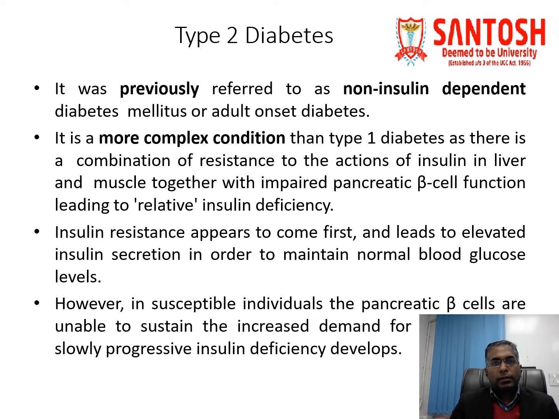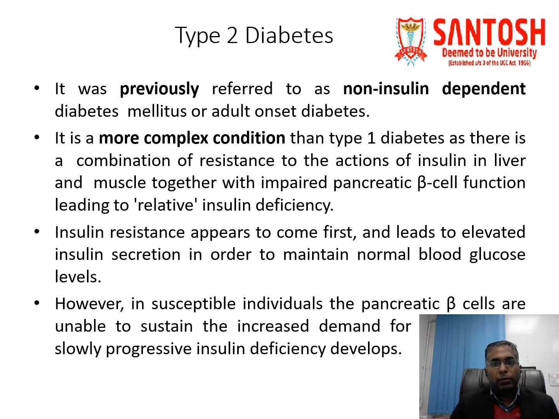Now we will discuss type 2 diabetes mellitus. It was previously referred to as non-insulin dependent diabetes mellitus or adult onset diabetes. It is a more complex condition than type 1 diabetes as there is a combination of resistance to the action of insulin in the liver and muscle together with impaired pancreatic beta cell function leading to relative insulin deficiency. Insulin resistance appears to come first and leads to elevated insulin secretion in order to maintain normal blood glucose level, as we have already seen in the figure.